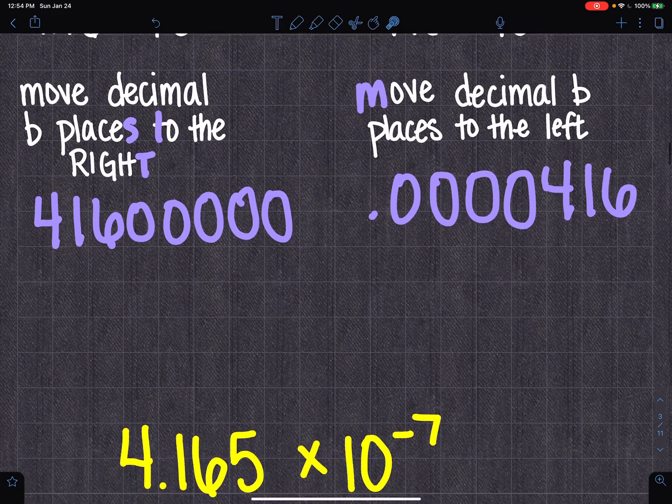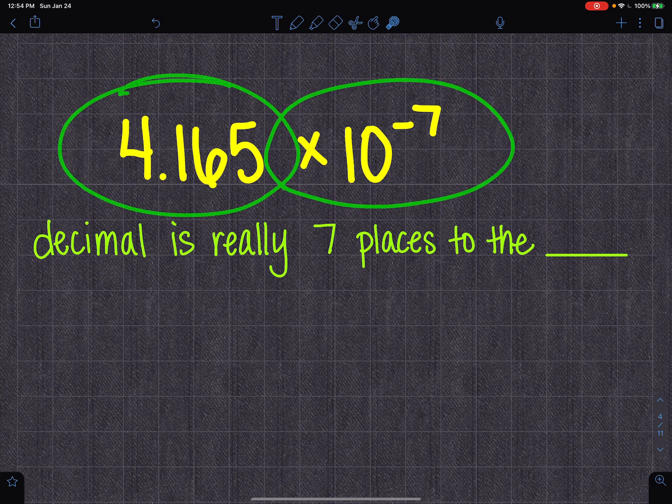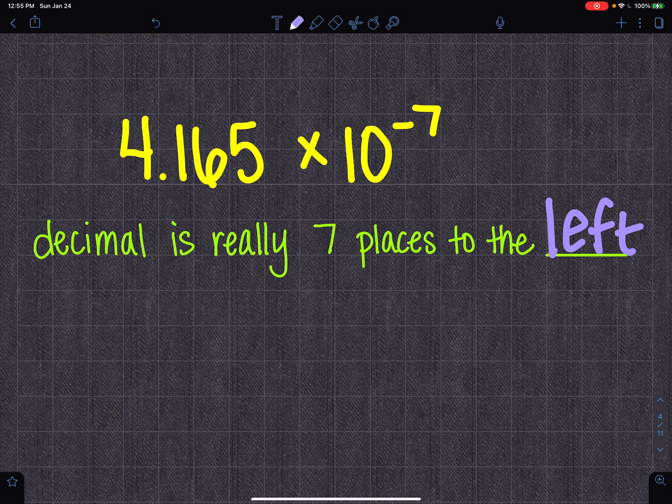Okay, all right, so this one, let's look at this. This is halfway down on page 302 for you if you want to look at it. So we have this number, 4.165 times 10 to the minus 7. So the decimal is really 7 places to the, is it going to be to the left or to the right? Okay, it's going to be to the left. Why? Because this is like dividing by 10 to the 7th.